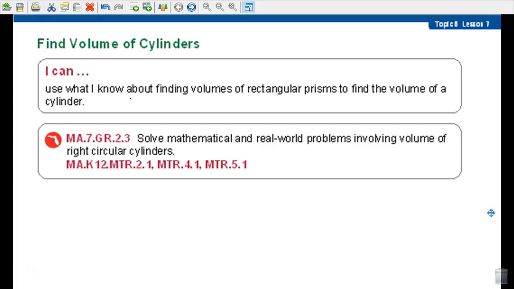Today we're looking at topic 8, lesson 7. Find volume of cylinders. I can use what I know about finding volumes of rectangular prisms to find the volume of a cylinder.